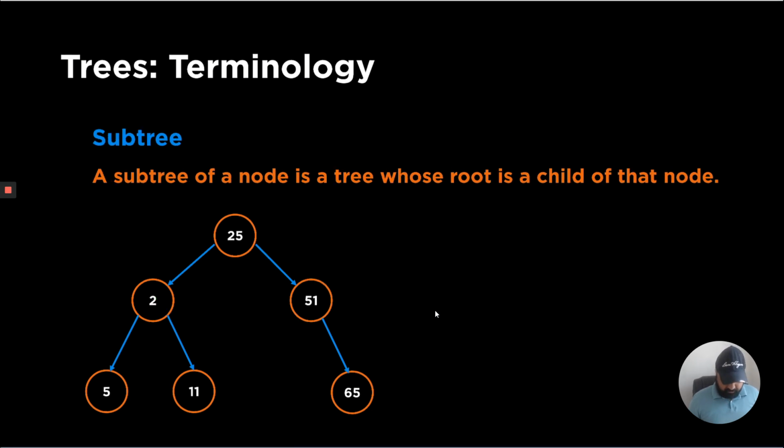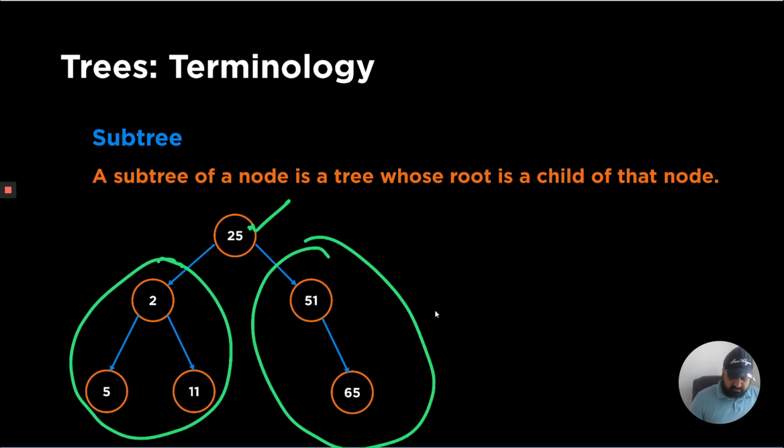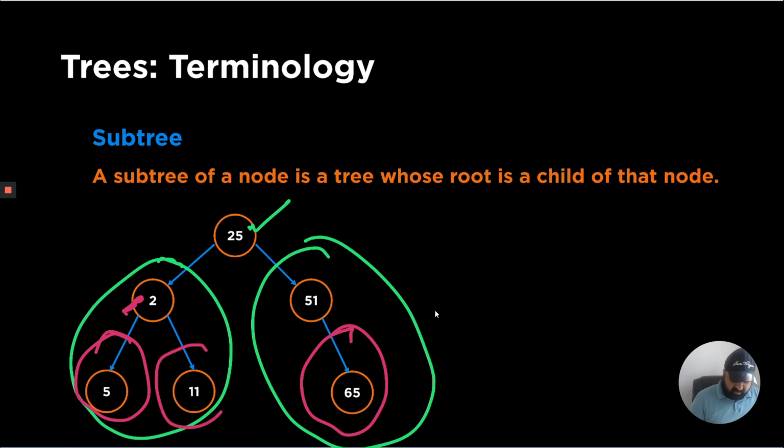Coming to the next one, the subtree. A subtree of a node is a tree whose root is the child of that node. What I mean by that is, if we talk about 25 as a larger tree, it has two different subtrees, this one and this one. When we talk about 51, it has one subtree, the one with 65. And when we talk about 2, it has two different subtrees, one with 5 and the other one rooted at 11.